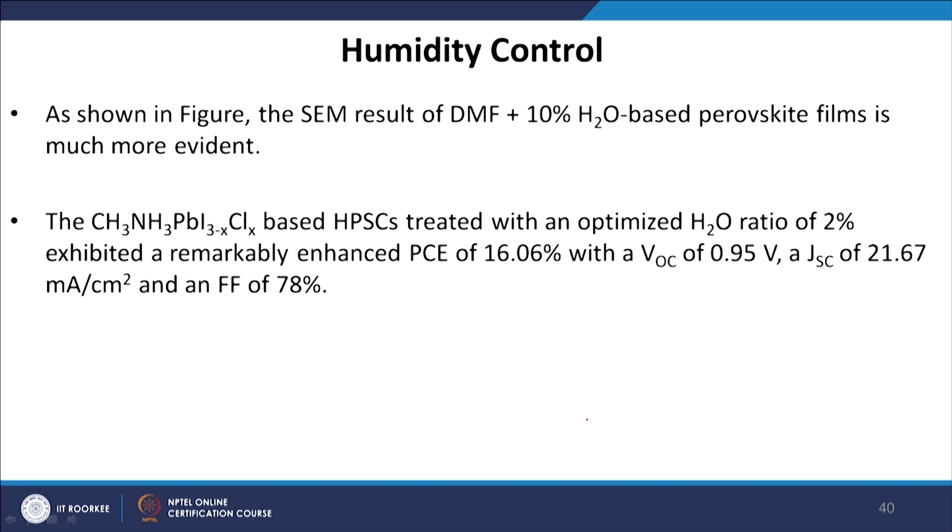As shown in the figure, the AFM result of the DMF plus 10% H2O vapor based perovskite is much more evident. The CH3NH3 lead iodine chlorine based devices treated with an optimum water vapor ratio of 2% exhibit a remarkable enhancement of the PSC, with 16.06% efficiency, a VOC value of 0.9 volt, a JSC value of 21.67 milliampere per centimeter square, and a fill factor value of 78%.